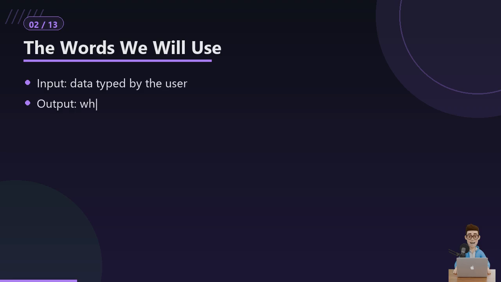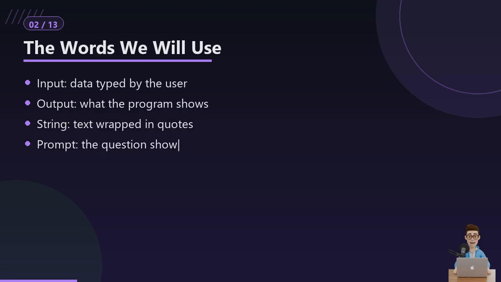Quick definitions before we start. Input just means data coming into the program, usually whatever the user types. Output is anything the program shows back on the screen. A string is plain text wrapped in quotes, and a prompt is the little question your program displays, so the user knows what to type. That is all the vocabulary we need.